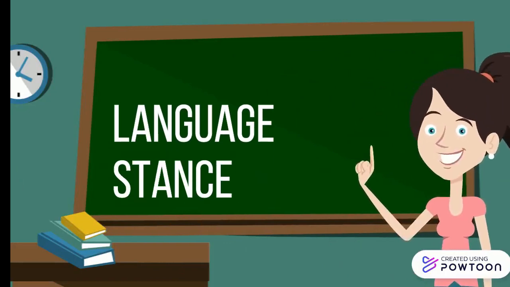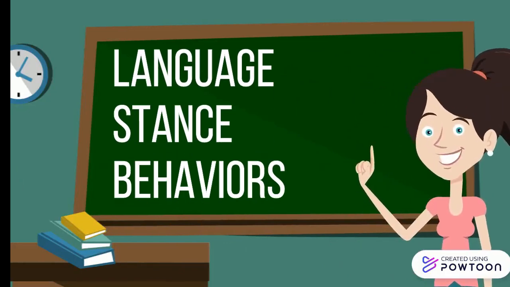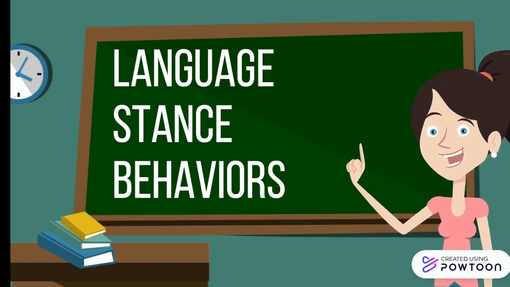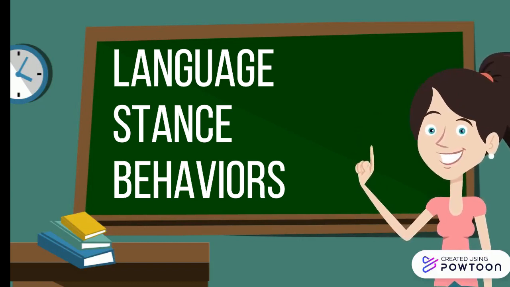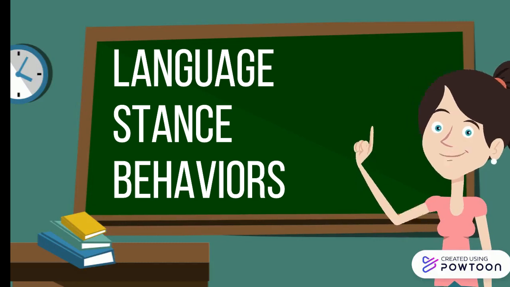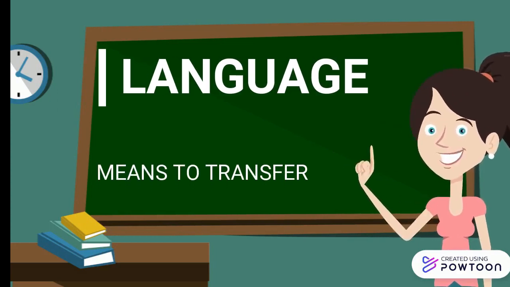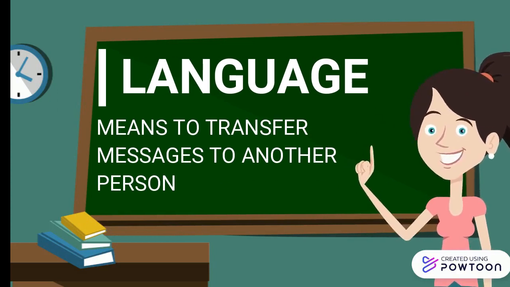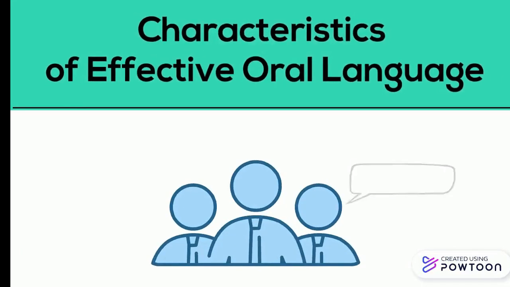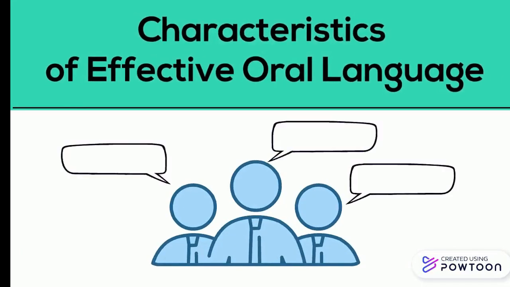Language, stance, and behaviors are tools, symbol systems you use for communication. They are representations of your thoughts and feelings. Also, these tools communicate your ideas. Language is the means to transfer your messages to another person. Here are the characteristics of effective oral language.